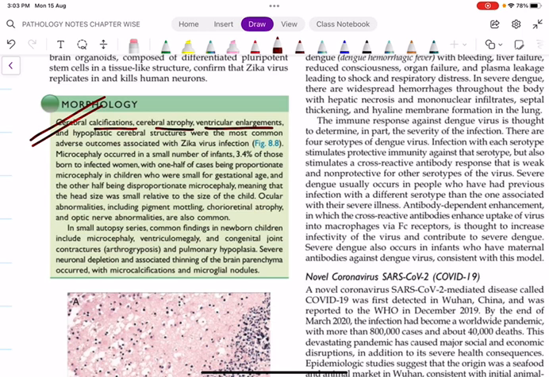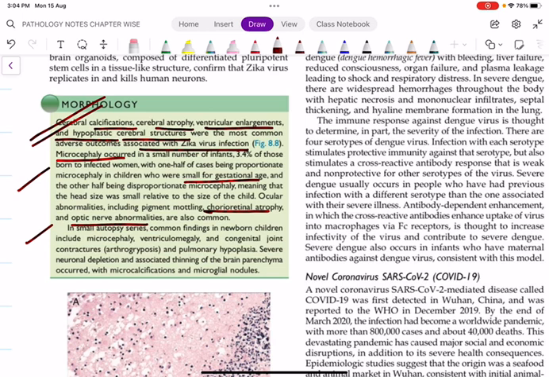Ventricular enlargements and hypoplastic cerebral structures were the most common adverse outcomes with Zika virus infections. I told you, microcephaly, and small for gestational age. These are some of the important things you have to remember. Then ocular abnormalities like chorioretinal atrophy and optic nerve abnormalities are also common. Just remember these points.